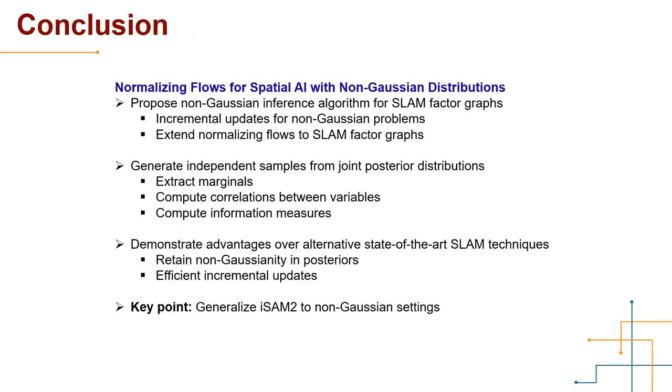We conclude that we applied normalizing flows to spatial AI with non-Gaussian distributions. The proposed algorithm can generate samples from joint posterior distributions and has demonstrated advantages over alternative state-of-the-art SLAM techniques. A final key point is that we generalize iSAM2 to non-Gaussian settings.